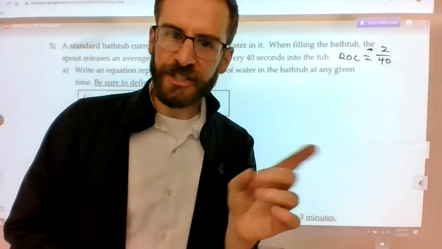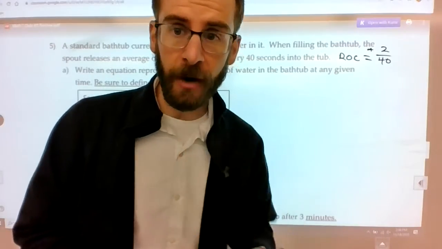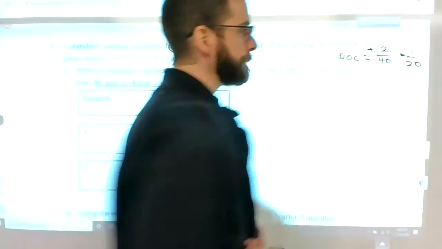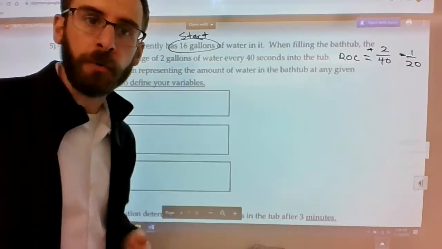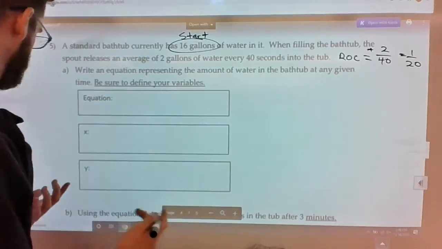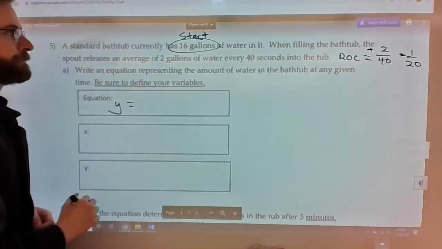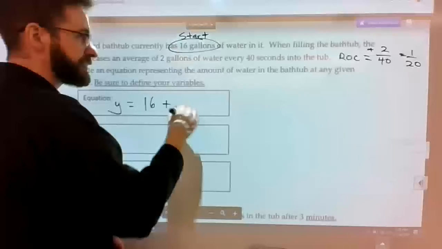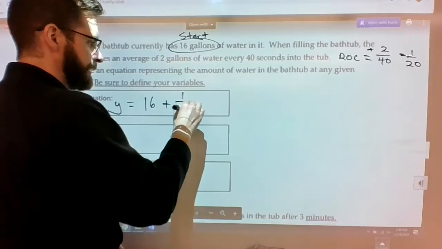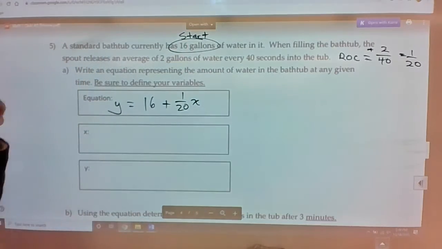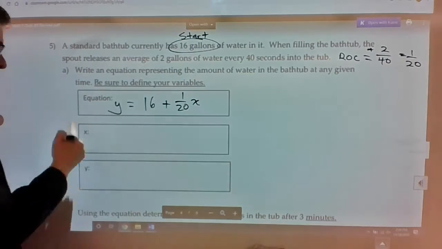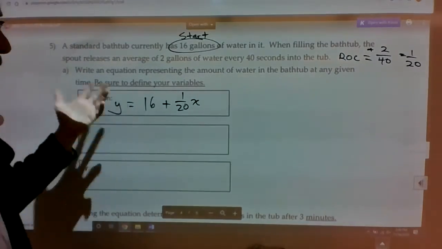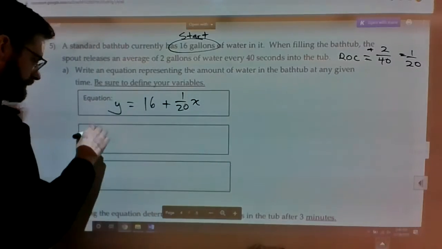Now, I'm also noticing that 2 over 40 can be simplified, so I'm going to do that right away. 2 over 40 is the same as 1 over 20. So I got the 2 pieces of info needed to write the equation of the line. Y equals starting point, 16, increase, plus 1 over 20 times x. And we talked about how to define your variables. X represents usually time. Time is given here, seconds.